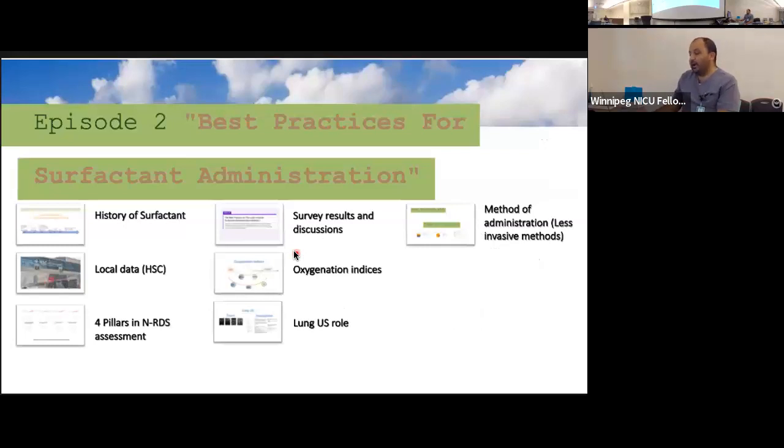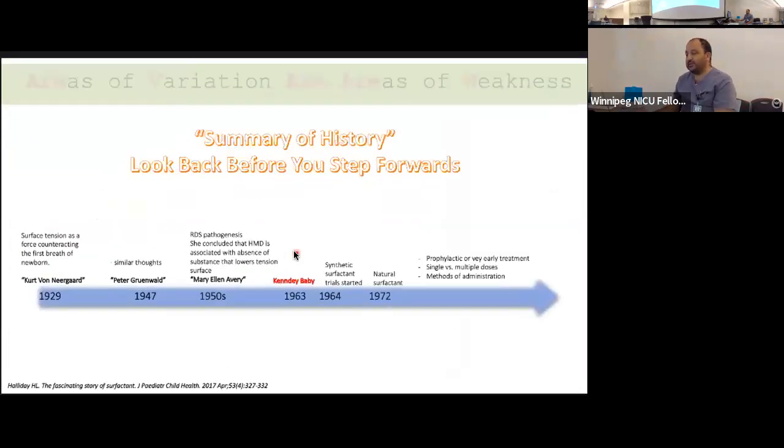So, just briefly, the history of surfactant. The story started, let's say, in 1929 as a concept of having something called surfactant, by knowing that there's something called surface tension, which prevents the lungs of those babies from opening at the first breath. And then this was just the idea. So it started in 1929 and was again emphasized in 1947.